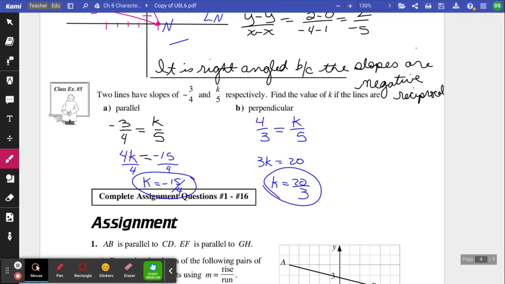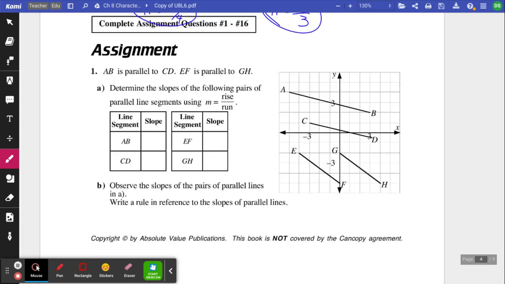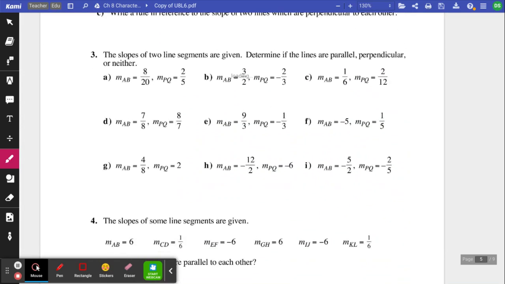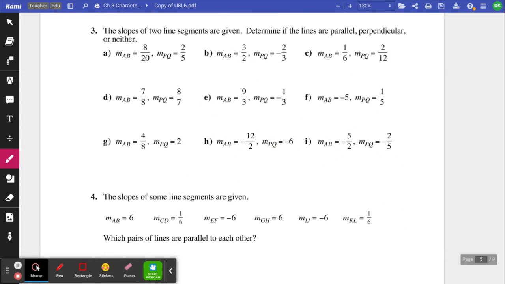Okay, you have some homework to do. What's the first question on your list? Does anybody know? 3. Okay, you can do this. Okay, begin.